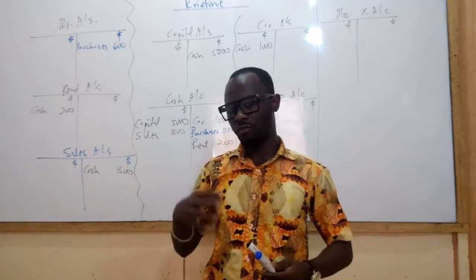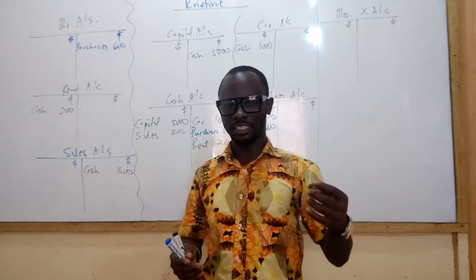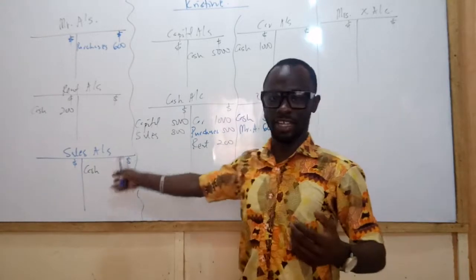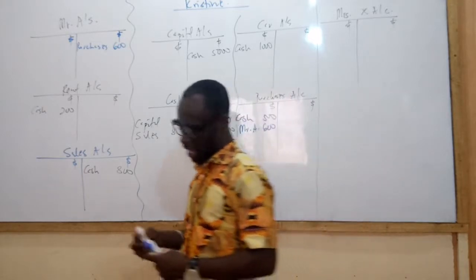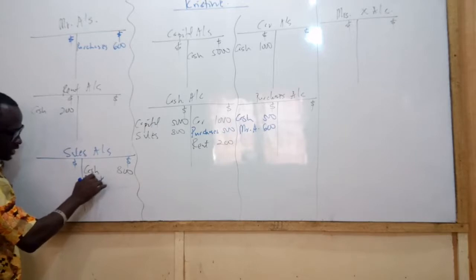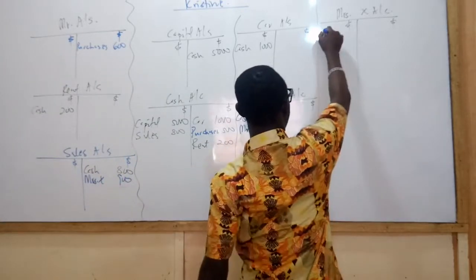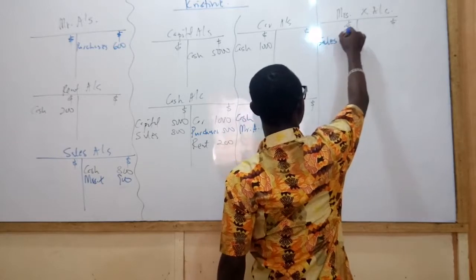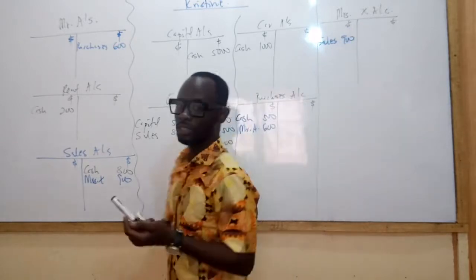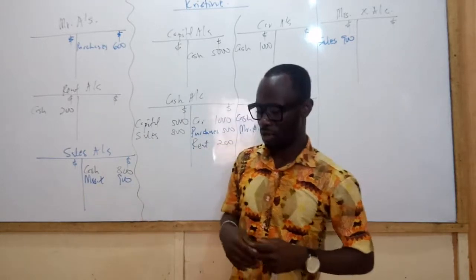So the double entry for goods sold on credit is that we will debit the debtors account and what? Credit the sales account. And that is 900. So we're going to have Mrs. X here, 900. Then we will debit Mrs. X account in the name of sales, 900. Sounds good? So this is how we work out, alright?